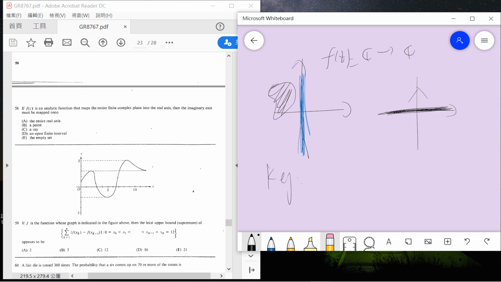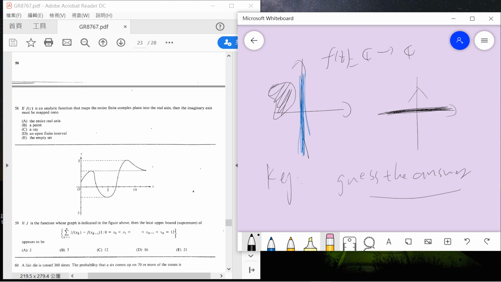The key is to guess the answer, since we only have 3 minutes for each question. You cannot do the entire proof when you take the test. It's like your midterms, you don't have that much time. So you need to guess the answer.